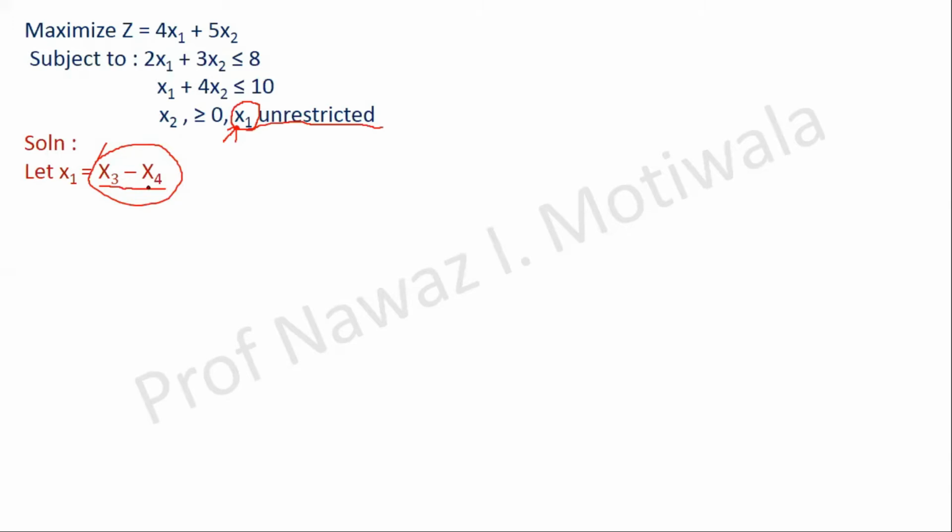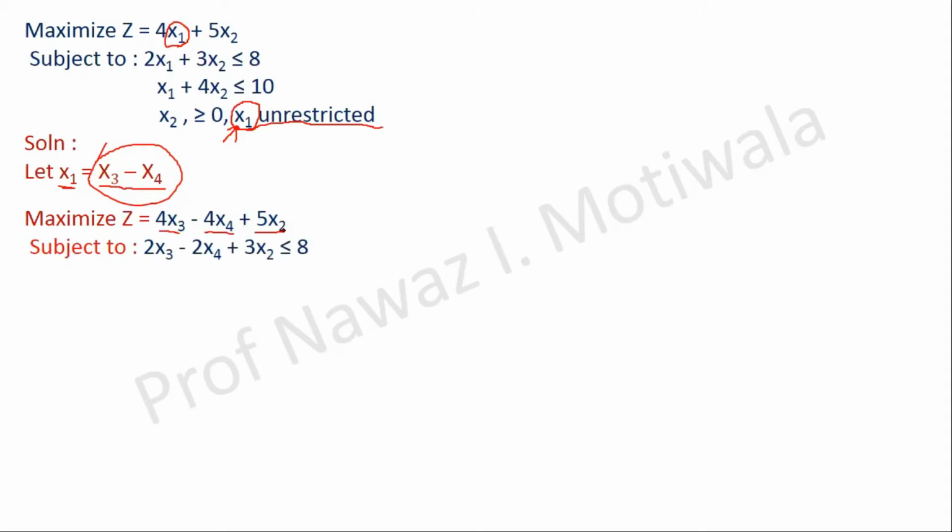Now proceeding further, what we will do? We will just substitute this x1 as x3 minus x4 in all the equations. So I will get maximize z is equal to, see here, x1 has been replaced with x3 minus x4. So I got 4x3 minus 4x4, just substituting x1 as x3 minus x4, and further it will be plus 5x2 as it is.